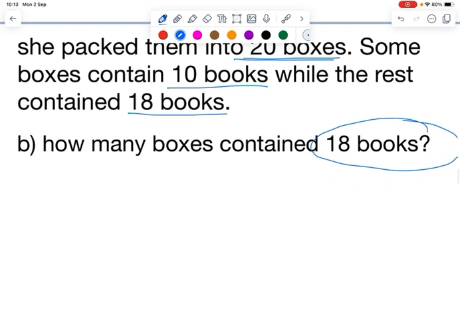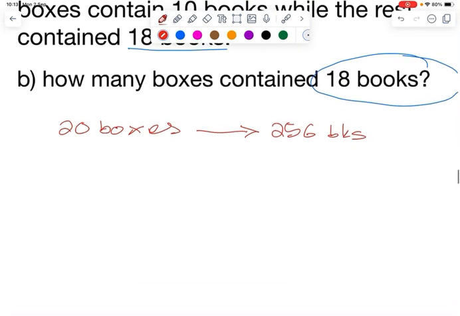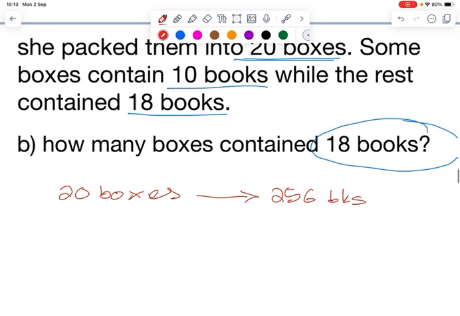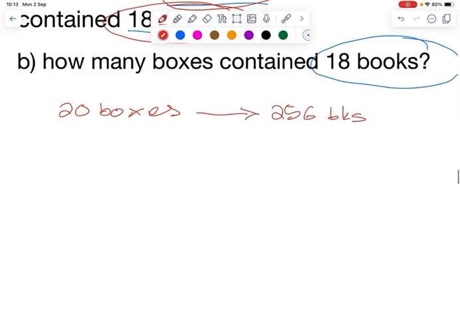Well, we know for sure that these 20 boxes will hold 256 books, right? And there are two types of boxes. Some boxes contain 10 books, and some boxes contain 18 books. That means let's name them, these 20 boxes. We have box A and box B, right? Two types of boxes.